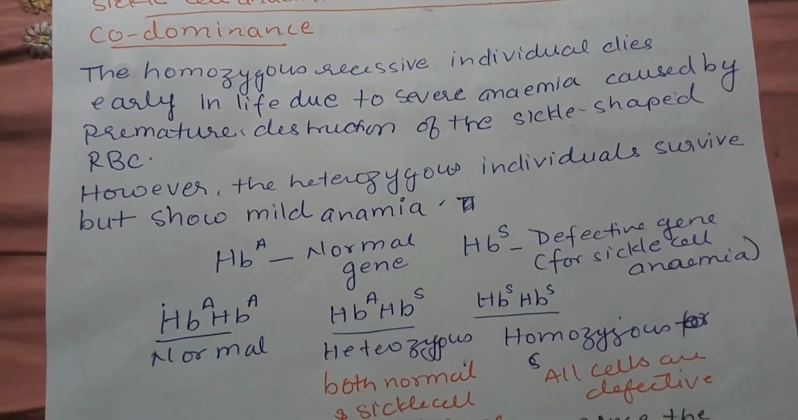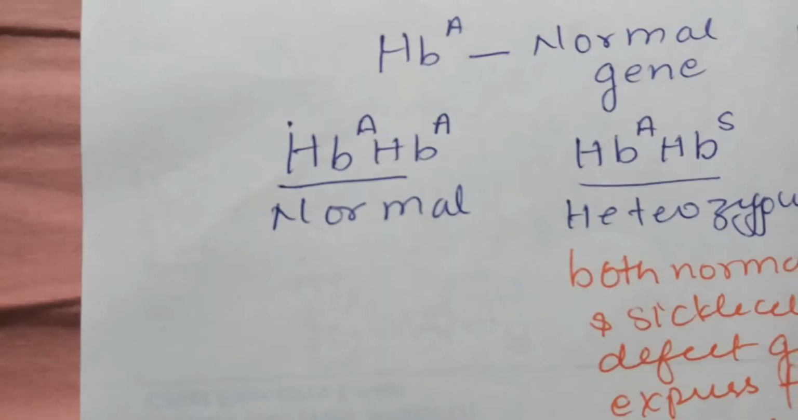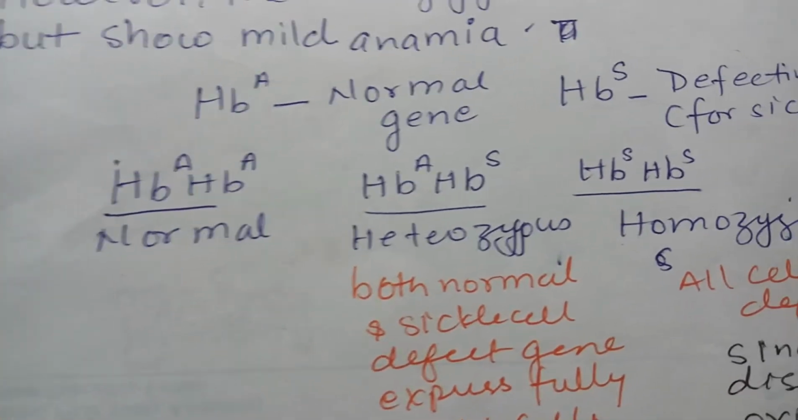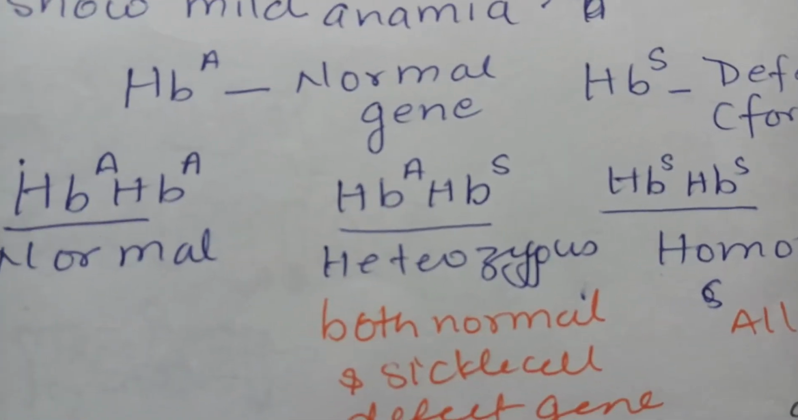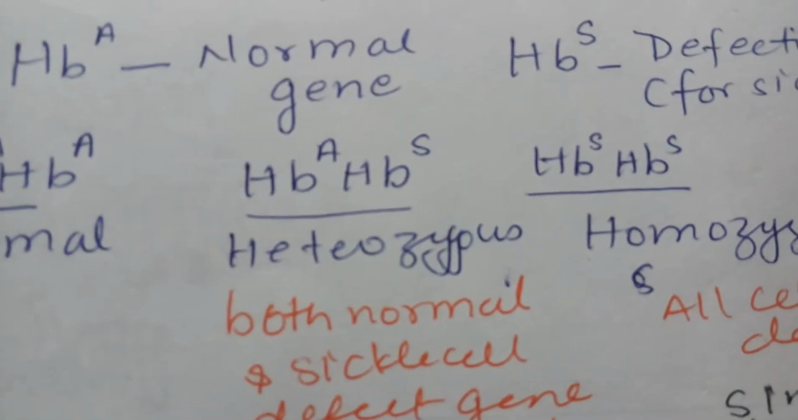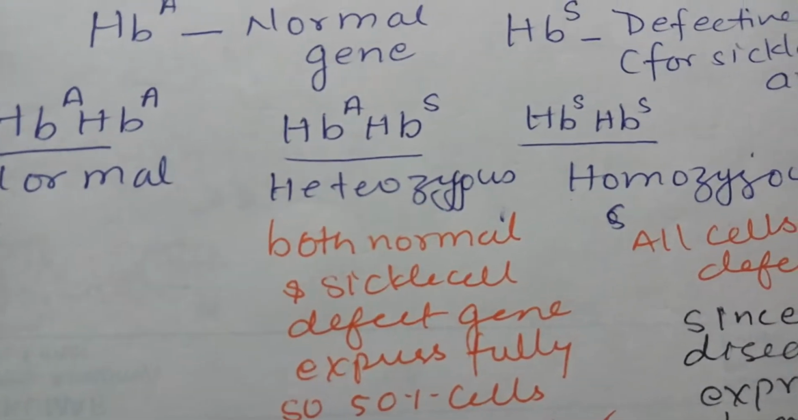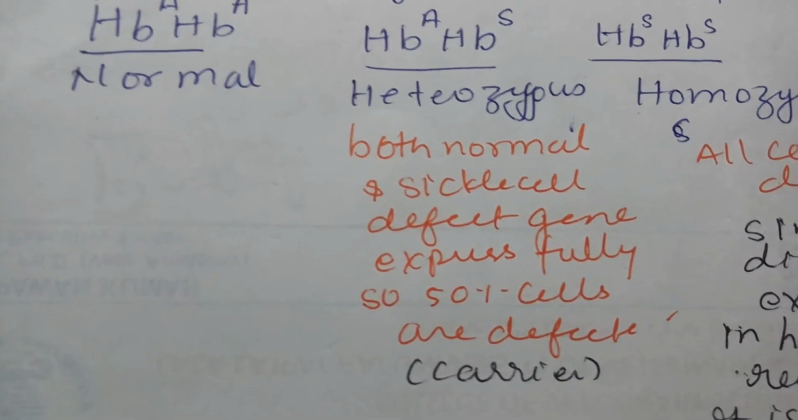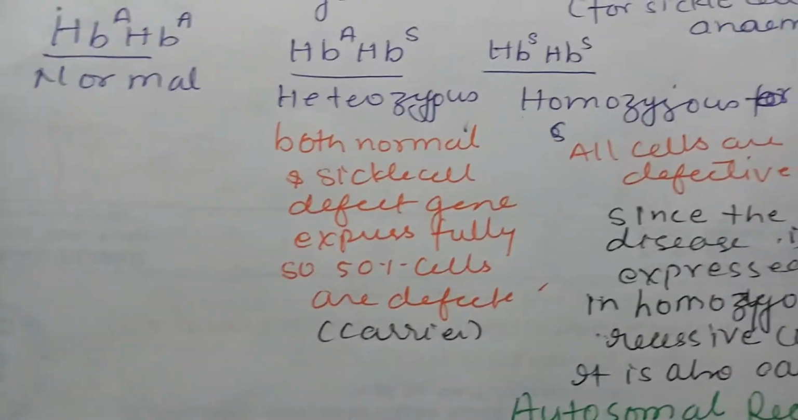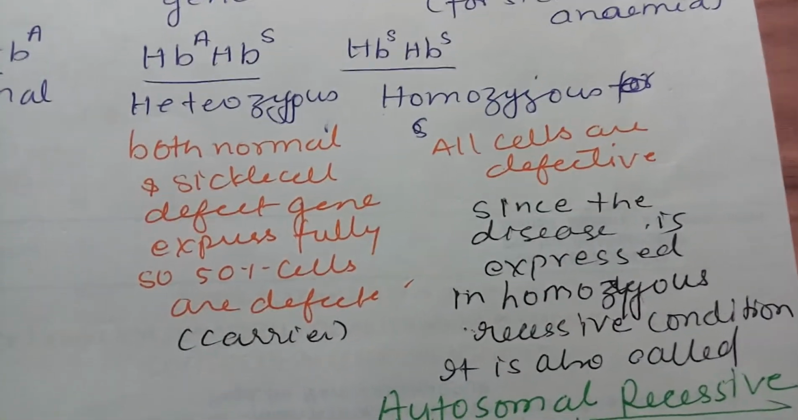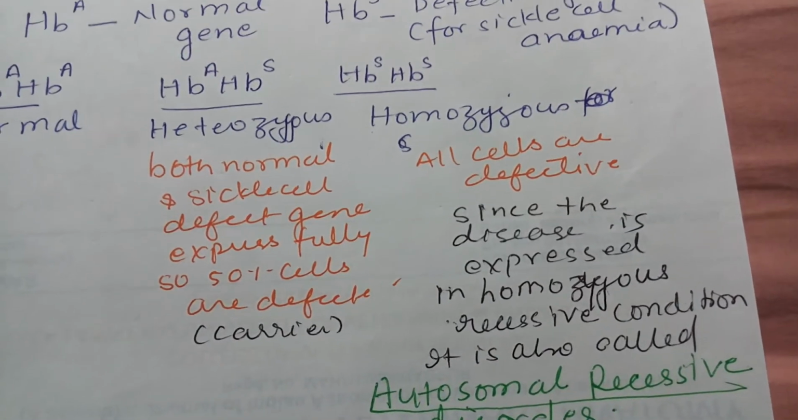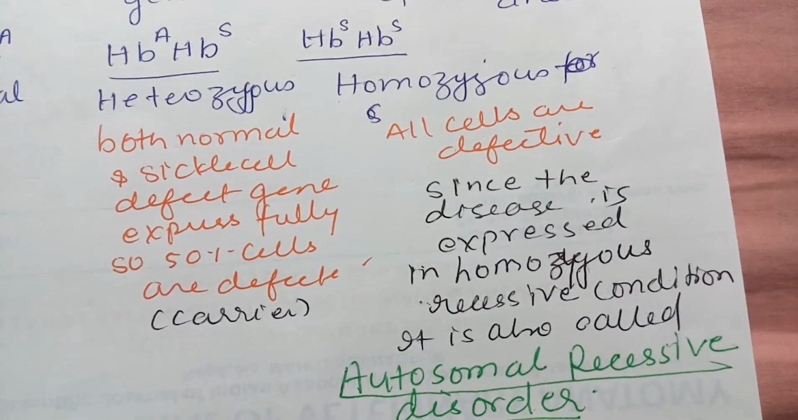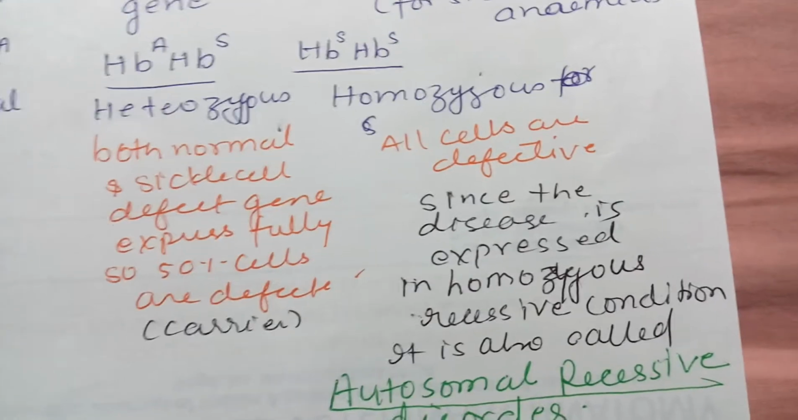So if you look at this, this is the normal hemoglobin gene. A represents the normal, S the defective. In the heterozygous condition, one normal and one sickle cell anemia gene, 50% of cells are normal, so the person will survive, and is known as a carrier. Whereas in the homozygous condition, all the cells will carry the defective gene for hemoglobin, and the person will not survive.